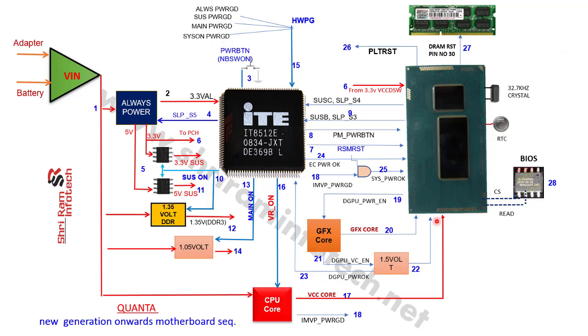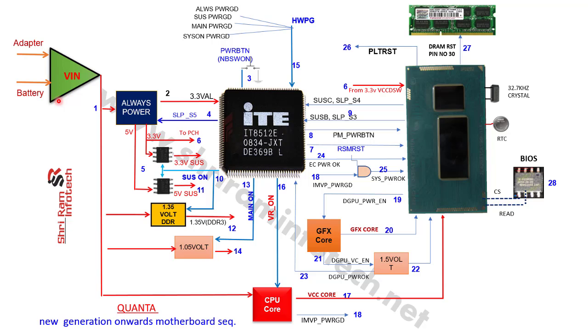So here is my processor. This sequence is for the latest, new generation motherboard. Here is a CPU, then a SIO, a BIOS, and these are the different buck converters: the buck converter for the RAM DDR3L, and if it is DDR4 then 1.2 volt, then 1.05 volt, then the graphics core, then 1.5 volt, and then the CPU core. This is 3.3 volt. So different buck converters are here.